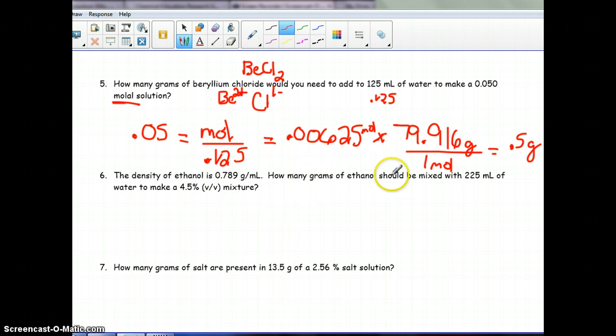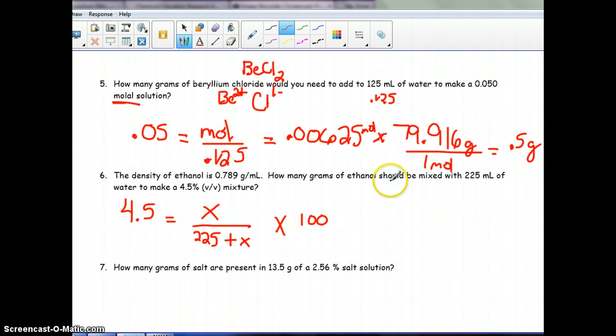This one, talking about ethanol, says how many grams of ethanol should be mixed with 225 mils of water to make a 4.5% mixture. Well, we know we have a 4.5% mixture, and we're looking for our solute because mass percent is just grams of solute over grams of the solution. We know that water is 225 grams, a gram per milliliter, so we're going to put 225 grams on the bottom, plus we have to do our solute. So this is our solvent. Now we have to add in the solute to get the solution, and all that's times 100.